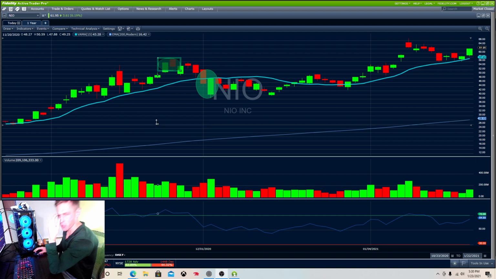Now, the next one that I want to show you guys is we've got 2 different candlestick patterns to pay attention to, and this one is called the 2 highs, low close.